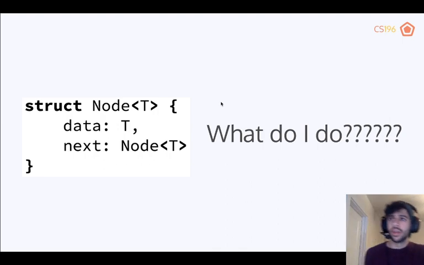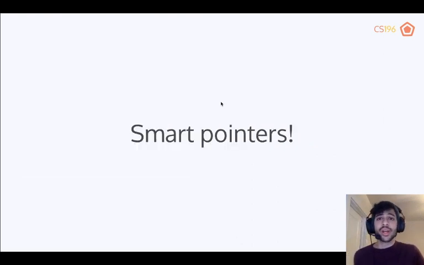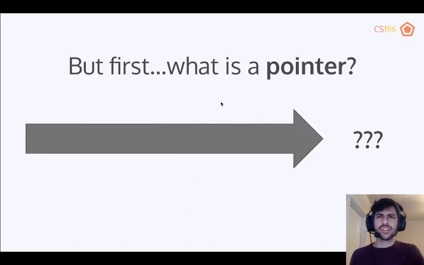So, what do we do? If this is the problem in Rust, how would we do a linked list, a singly linked list? This is a great time to introduce the concept of smart pointers. Before we talk about smart pointers, we should probably talk about what a pointer is, right? We talked about pointers a little bit in the second lecture, but what is a pointer? Let's go ahead and review this.